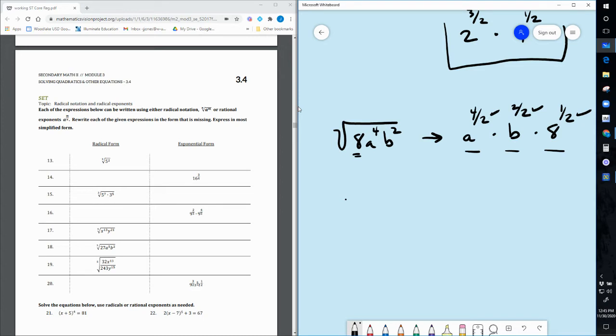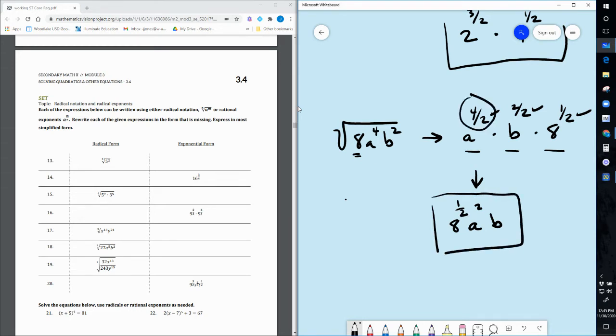Actually, we're not going into radical form. We're going into fractional exponent form. So we're actually done. All we have to do is simplify our exponent. So 4 over 2 is 2. 2 over 2 is 1. And 1/2 is just 1/2. So I'm going to go ahead and put a 1/2 there, and we're done.